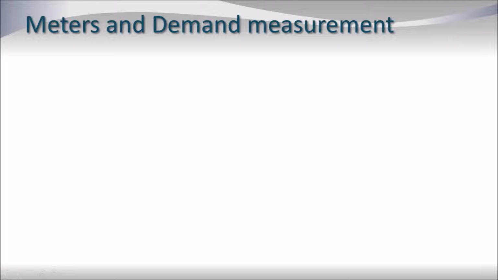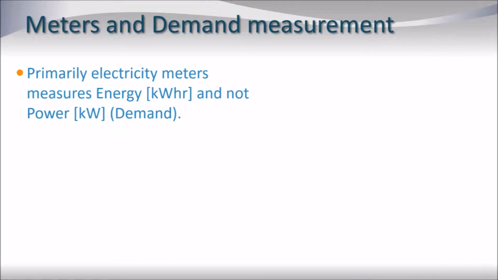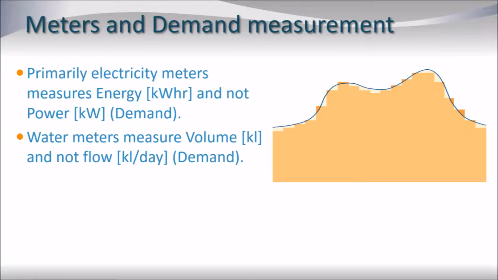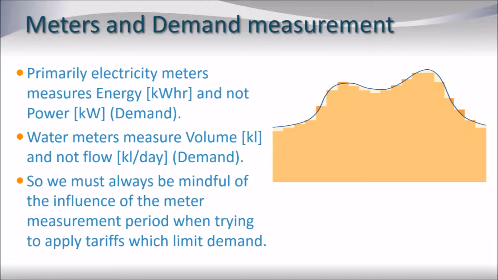And finally, just one more thing before we look at the different tariff types. Remember that electricity meters measure energy, that's in kilowatt hours, and not power, which is kilowatts, that's the demand. Water meters measure volume, that's in kiloliters, and not flow, kiloliters per day, that's the water demand. So we must always be mindful of the influence of the meter measurement period when we're trying to apply tariffs which limit demand.